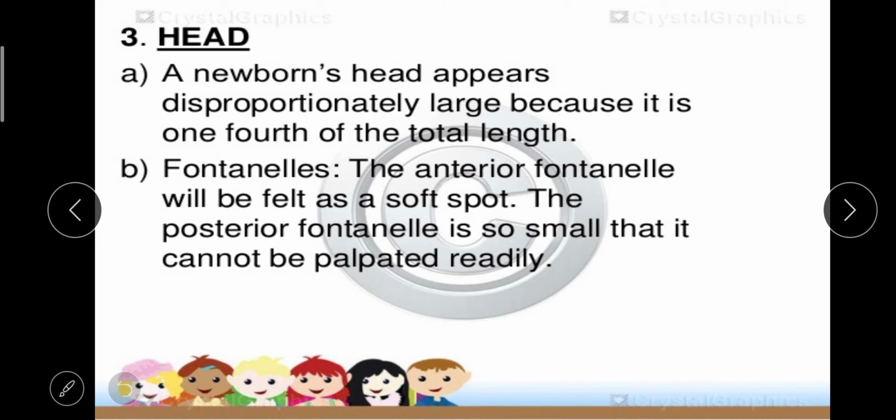After the skin, we are going for the head. First, we went for vital signs, then anthropometric measurement, then skin color and all, and now we'll go for the head. A newborn's head appears disproportionately large because it is one quarter of the total length. Fontanelle: the anterior fontanelle will be felt as a soft spot, and the posterior fontanelle is so small that it cannot be palpated readily.